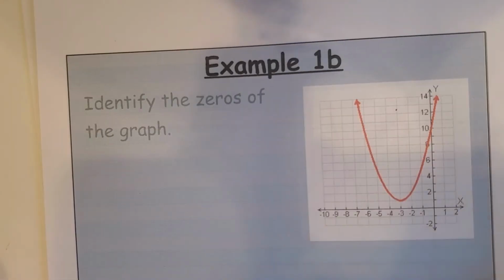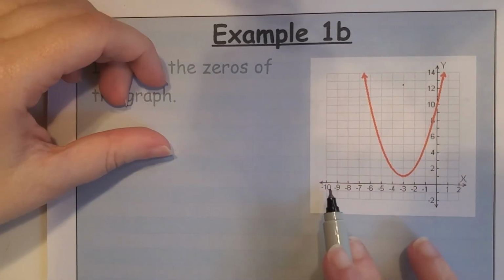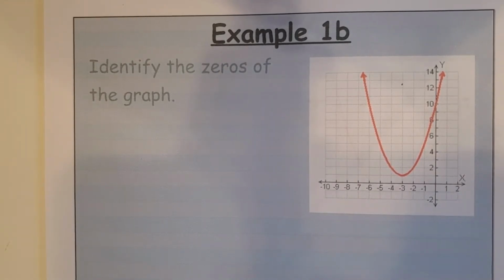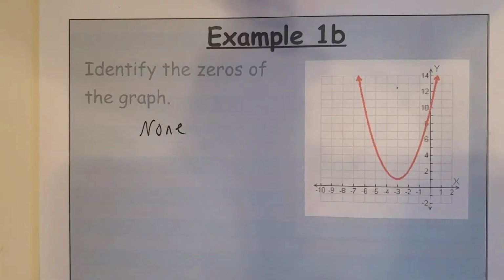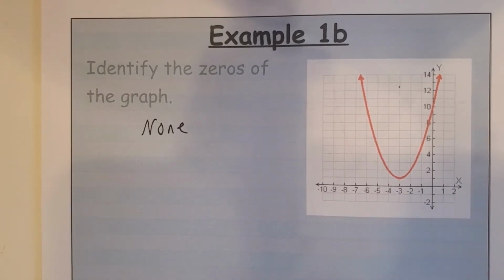And for this, again, zeros are x-intercepts, so where does the line cross the x-axis, which is your horizontal one, if you forgot? It doesn't cross the x-axis at all, right? So if we were talking about the solutions to this hypothetical quadratic equation, there wouldn't be any. So what are the zeros? There are none. I'd rather you say something like none or no zeros rather than no solution.